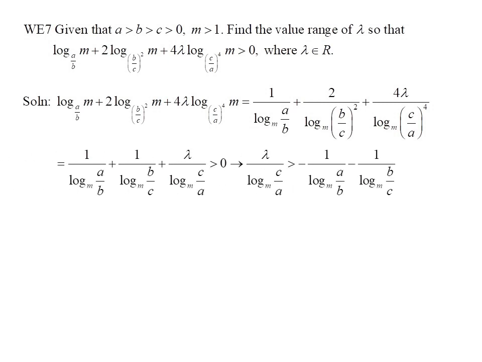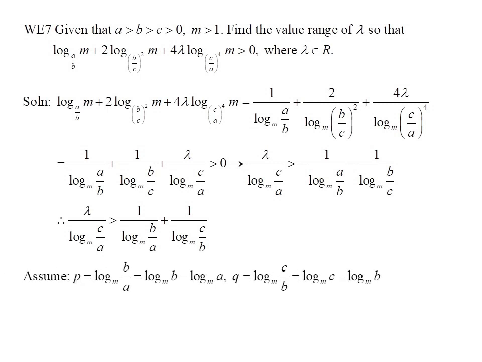Since the expression is greater than 0, we have lambda over logarithm base m of c over a is greater than -1 over logarithm base m of a over b minus logarithm base m of b over c, which can be transformed to lambda over logarithm base m of c over a is greater than 1 over logarithm base m of b over a plus 1 over logarithm base m of c over b.